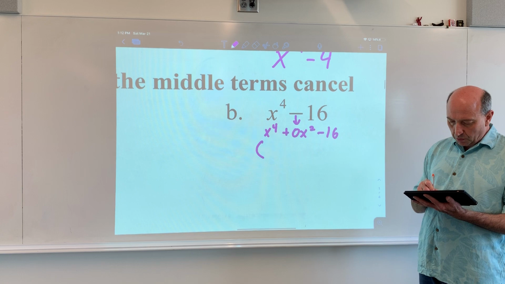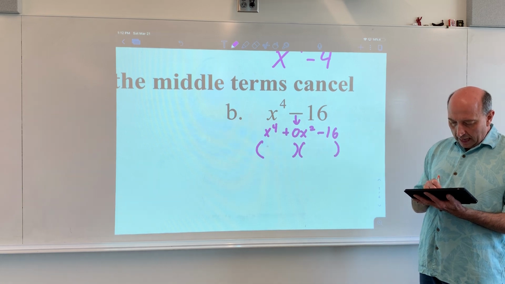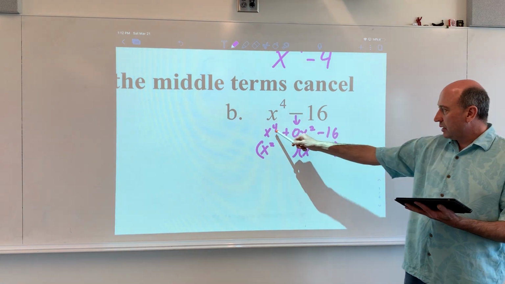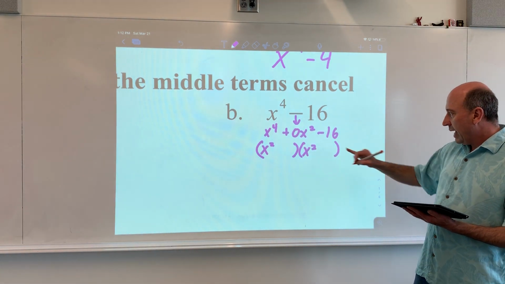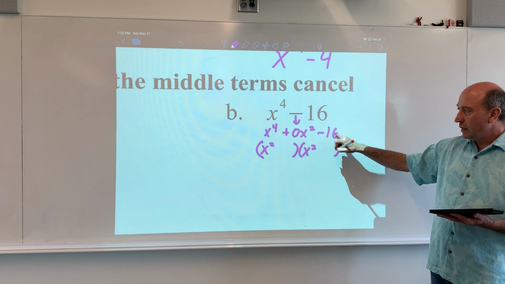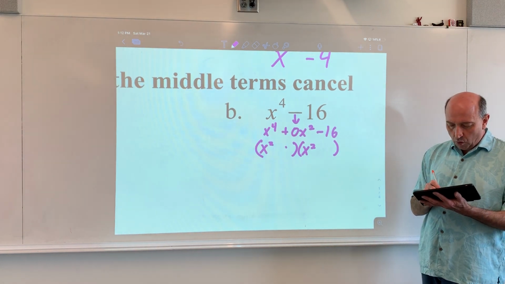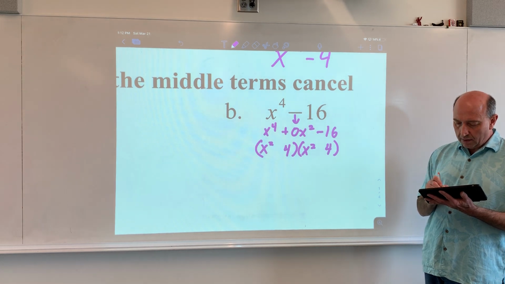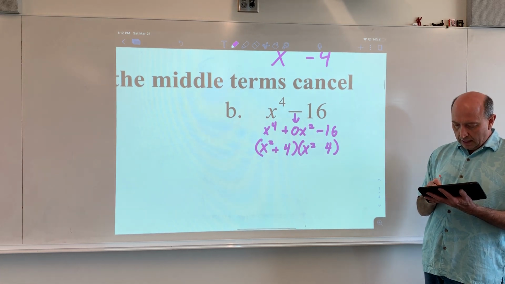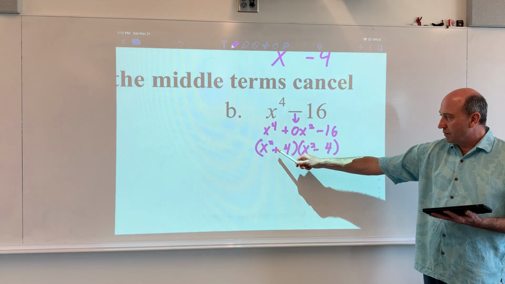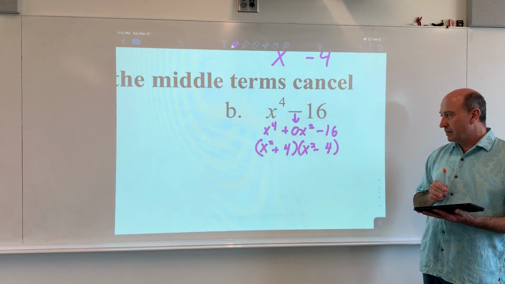All right, let's see if I can get this one. X squared times x squared is x to the 4th. And 8 times 2 is 16. But that wouldn't cancel. It's 4 times 4 that will cancel. And I need one positive and one negative. Positive times a negative is a negative.